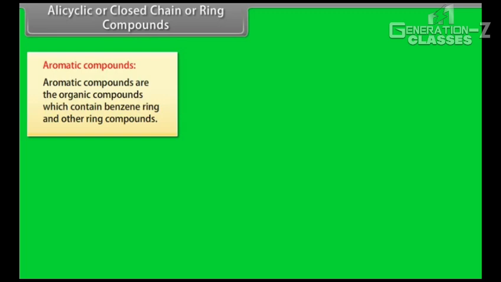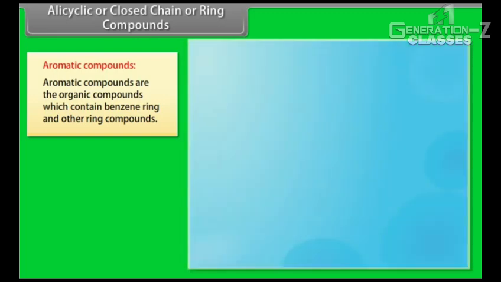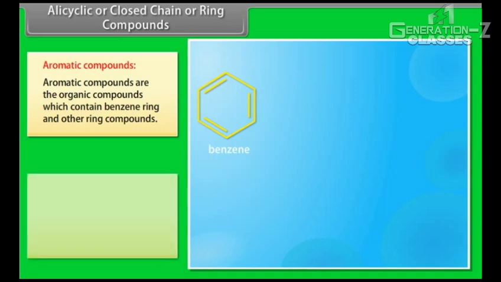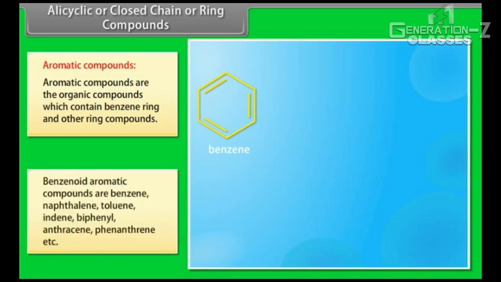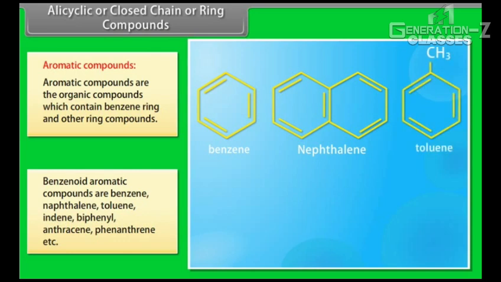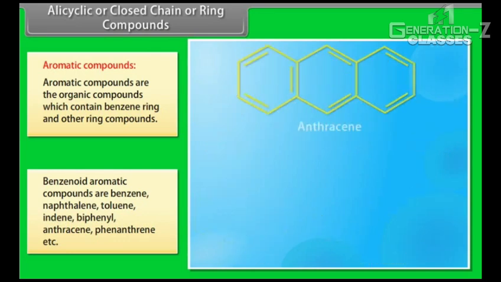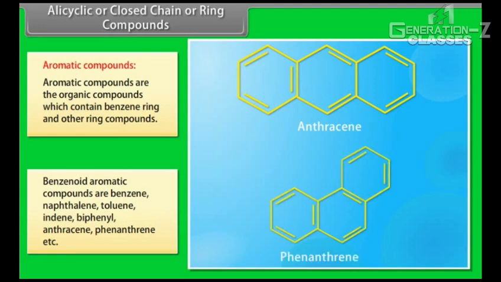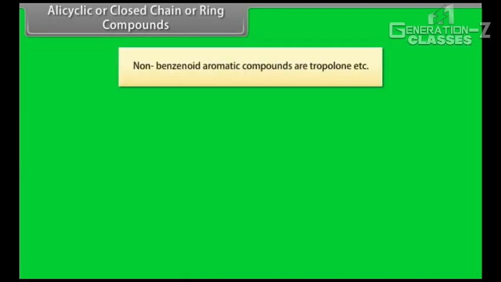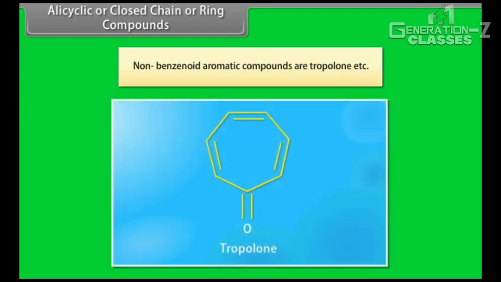Aromatic compounds. Aromatic compounds are the organic compounds which contain a benzene ring and other ring compounds. Benzenoid aromatic compounds are benzene, naphthalene, toluene, indene, biphenyl, anthracene, phenanthrene, etc. Non-benzenoid aromatic compounds are tropylium, etc.